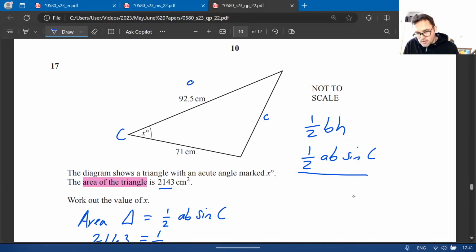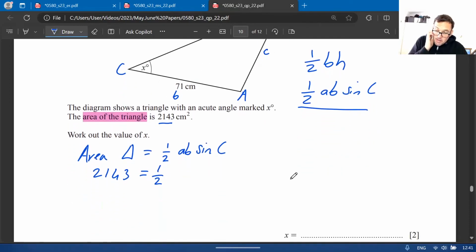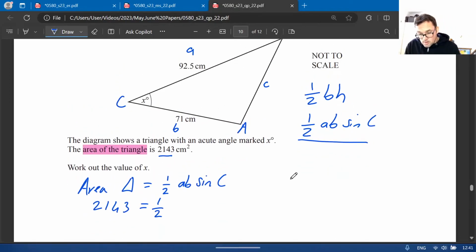Well, this really doesn't matter. You can do them any way you want. You can make 71 A and 92.5 B. Doesn't matter, as long as you just put them in. So let's do 71. No, wait, I made it 92.5. Okay, 92.5 and 71, sin C, and C is the angle we want. Let's make it X.